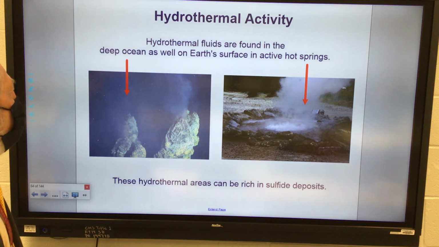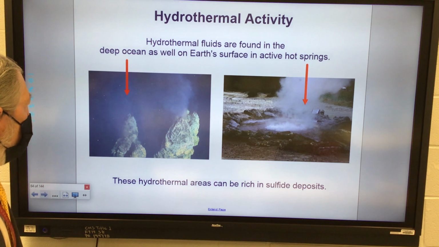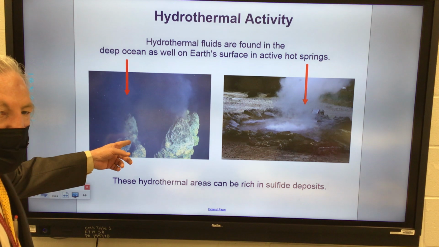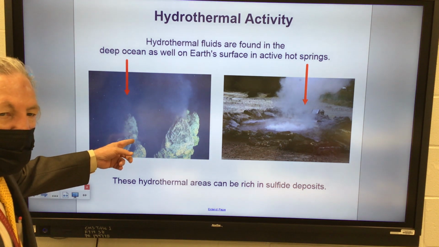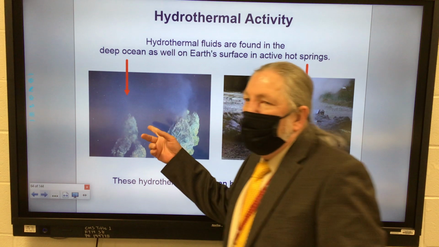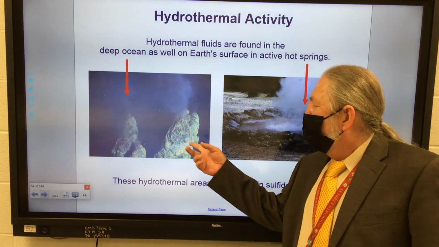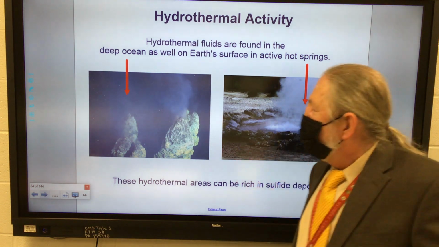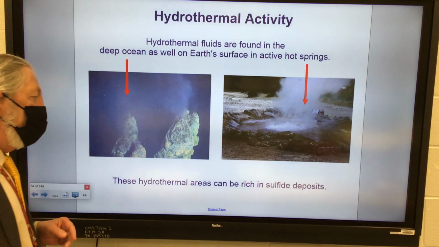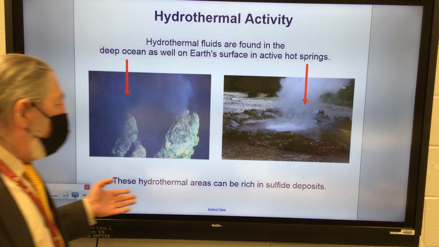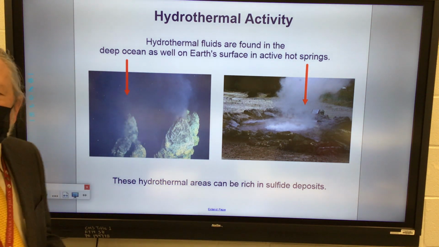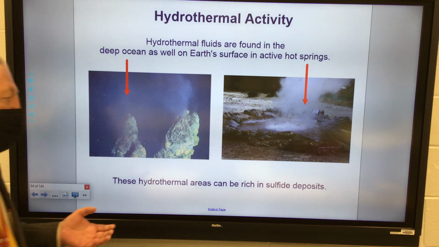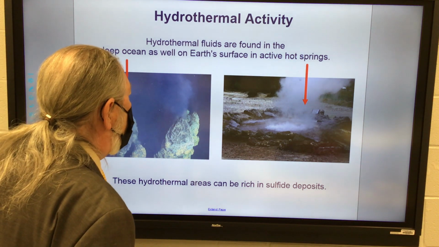Hydrothermal fluids are found in the deep ocean as well as on Earth's surface in hot springs. Now look at these right here. This is boiling hot, mineral-rich fluid coming through vents. So they're coming up from inside the earth, and these hydrothermal areas can be rich in sulfide deposits. So if you're anywhere near there, guess what? It's going to smell like rotten eggs, because that's what sulfur smells like.